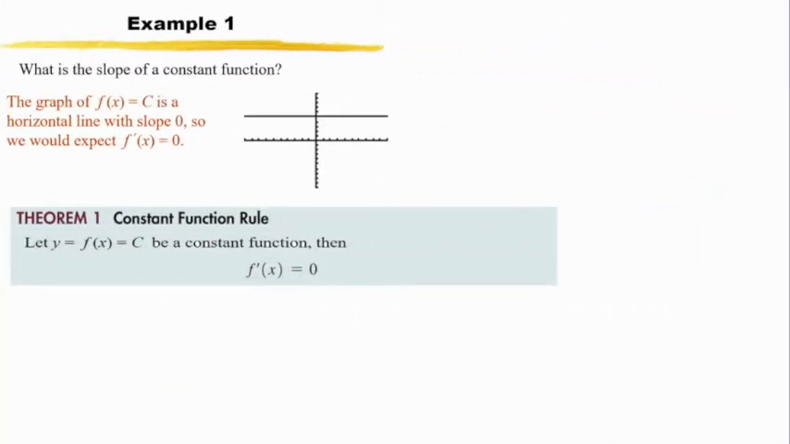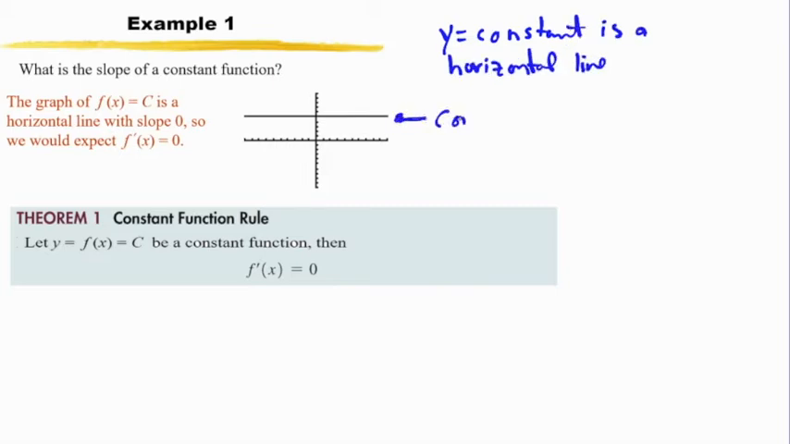So we begin with the discussion regarding a constant function, and the question says, what is the slope of a constant function? So we should remember that y equal to a constant is a horizontal line. So this graph here is a constant function, and we're asked to recall the slope of the constant function. So a constant function has slope equal to 0.